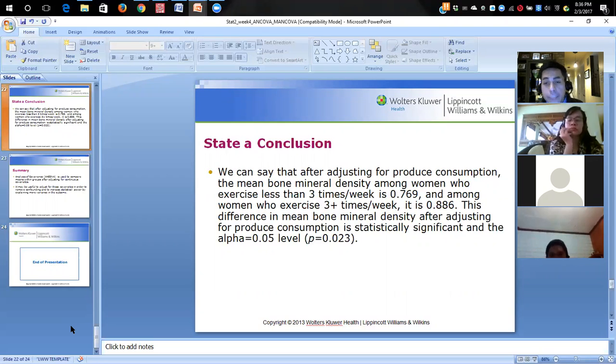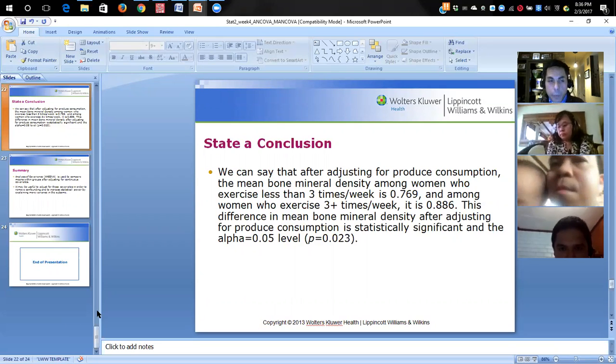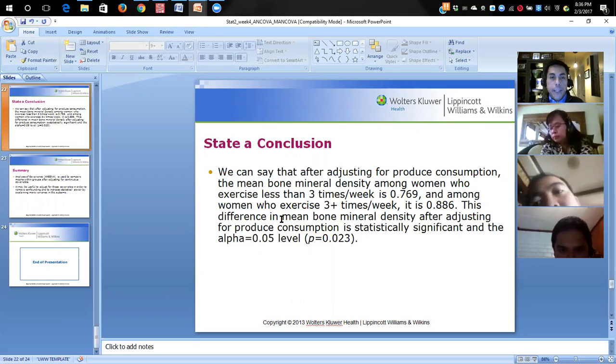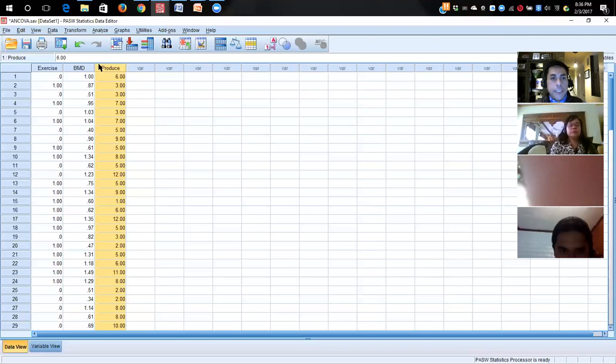So although the interaction was not significant, we know that once you adjust for the confounder, we control for the confounding about how many produce they consume a day. We know that between the groups of exercisers, that the mean score of the bone mineral density is statistically significant among women for these two groups of exercisers. It's 8:36. I probably have 4 minutes, so let's do the ANCOVA on SPSS.